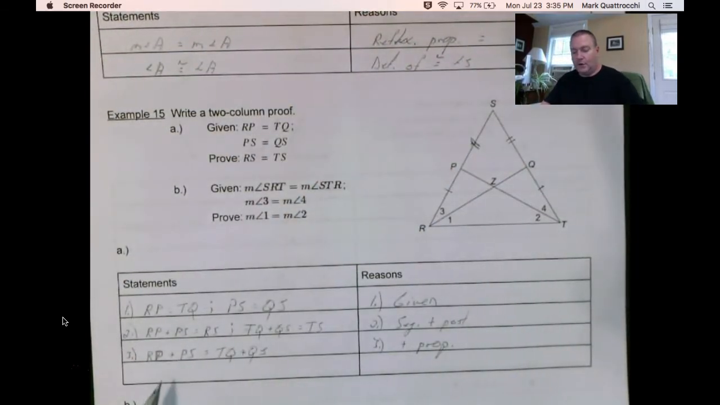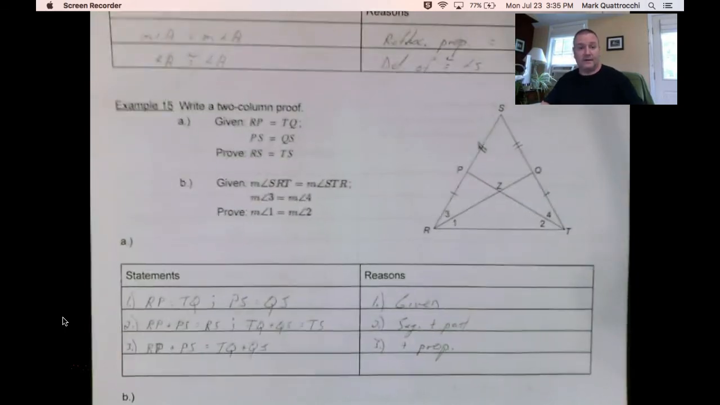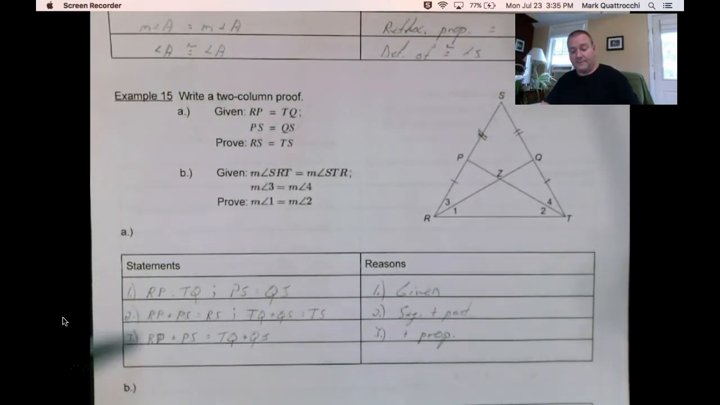And what you notice, if you've looked at the answer key, is that I flip-flopped statements 2 and 3, and that doesn't matter because statement 3 does not come from statement 2, and statement 2 does not come from statement 3, so they're interchangeable. The order of statements 2 and 3 really doesn't matter. I think on the answer key I put statement 3 as statement 2 because it came directly from statement 1. But the truth is it really doesn't matter.